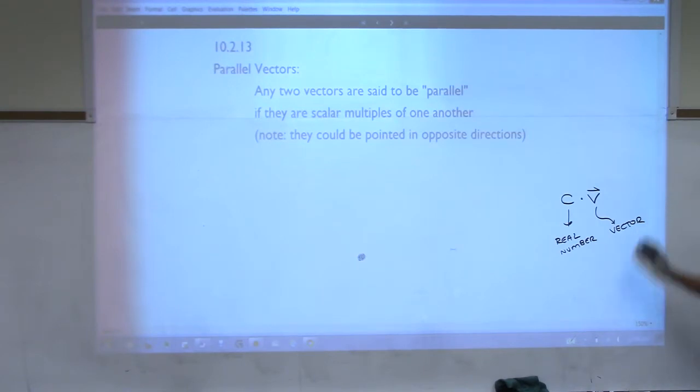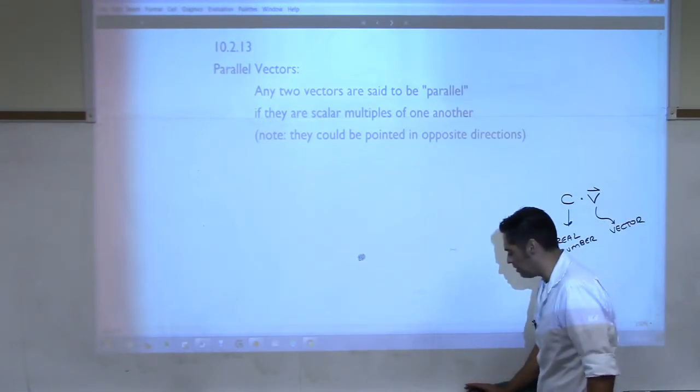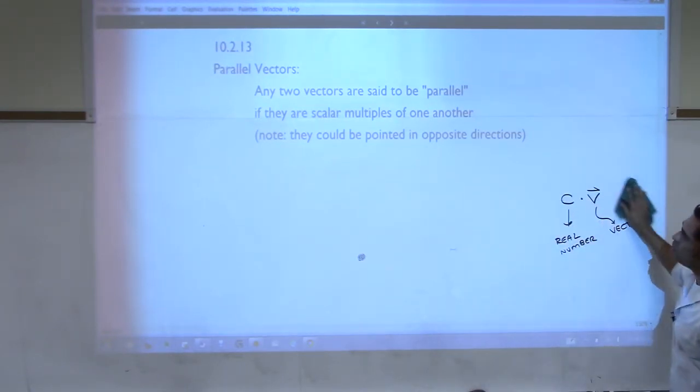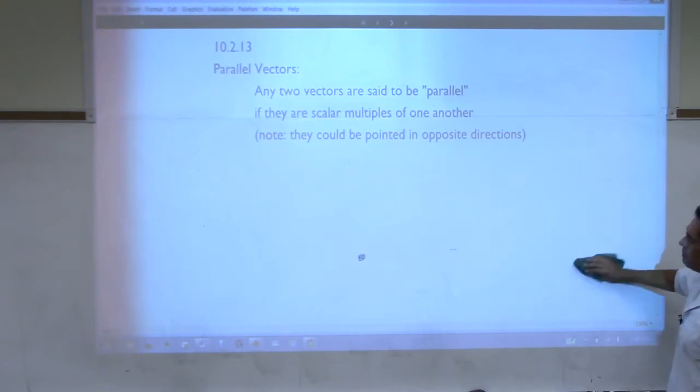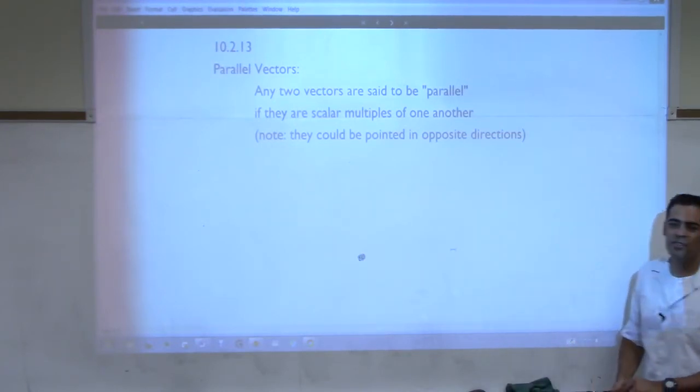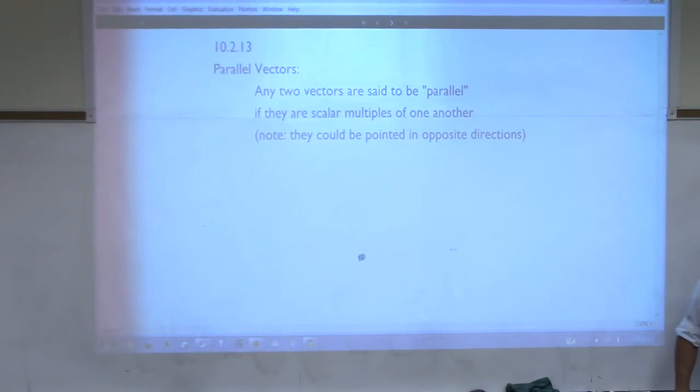All right, now the parallel. Let's talk about this again. Any two vectors are said to be parallel if they are scalar multiples of one another.